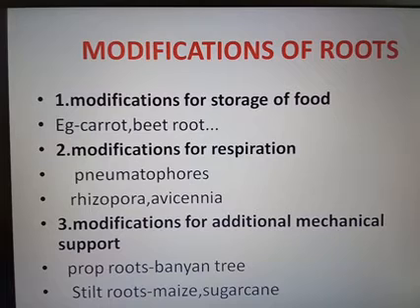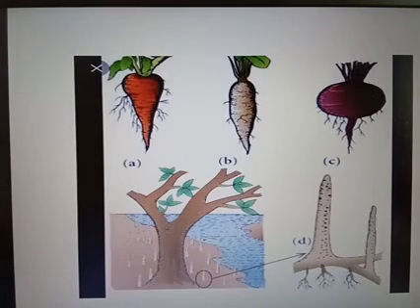Prop roots means pillar-like roots that grow downwards from the branches of the banyan tree. That is known as prop roots. Then the stilt roots means the clusters of roots that grow obliquely downward from the base of the main stem in sugarcane and maize. That is known as stilt roots. These are the modifications of the root. Is the picture clear?